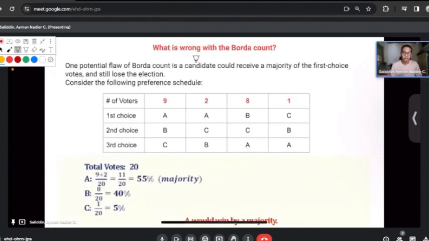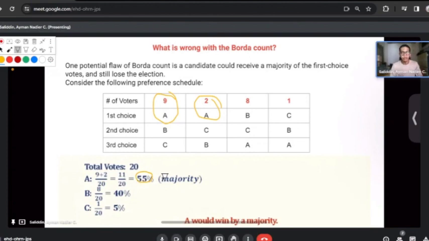So what is wrong with the Borda count? One potential flaw is that a candidate could receive a majority of the first choice votes and still lose the election. Let's consider this schedule below. Here we have first choice, second, third. The first choice is going to receive 3 points, 2 points, and 1 point on the third. Now, if we add up everything for choice A, A has 9 plus 2. That is exactly 55%, which means it's the majority.